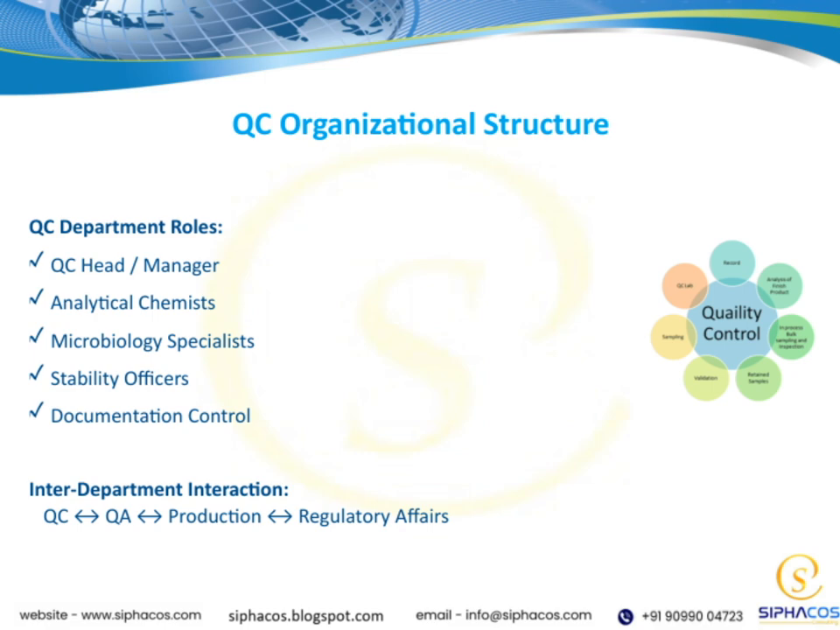Now, an important aspect of this structure is the interaction between departments. Quality control doesn't work in isolation. It closely collaborates with QA, or quality assurance, to ensure policies are followed. QC also interacts with production to address any issues that arise during manufacturing. And of course, regulatory affairs plays a vital role in making sure our products meet all regulatory requirements. This interconnected teamwork is key to maintaining high-quality standards across the entire organization and supporting our overall quality management system.